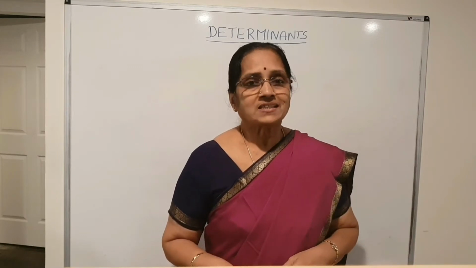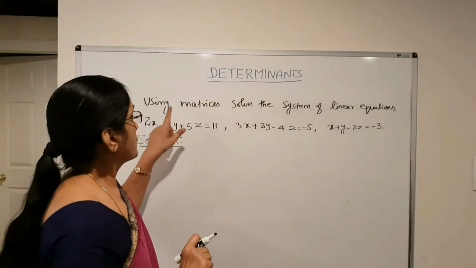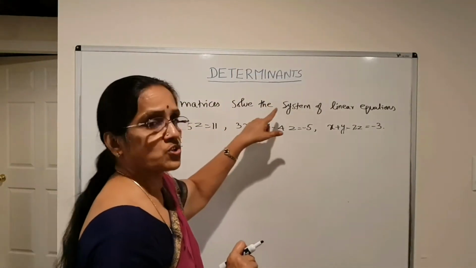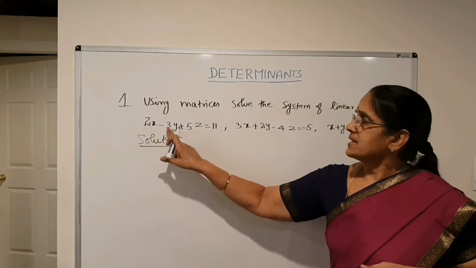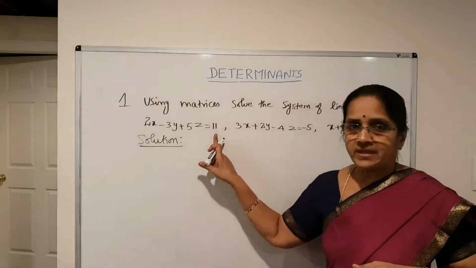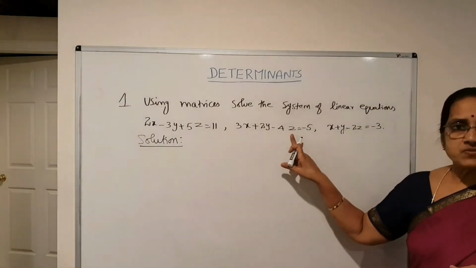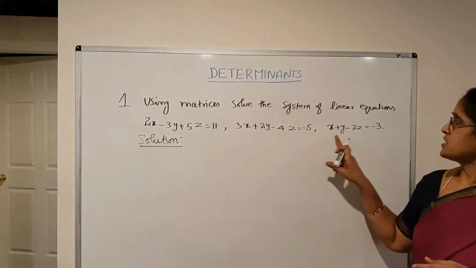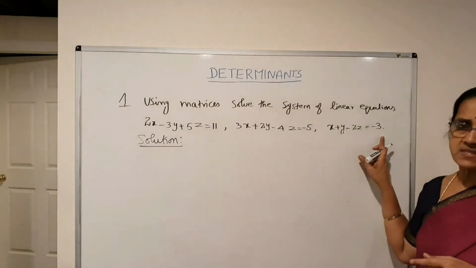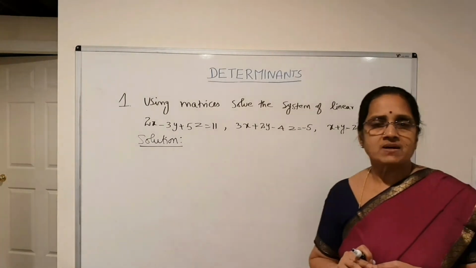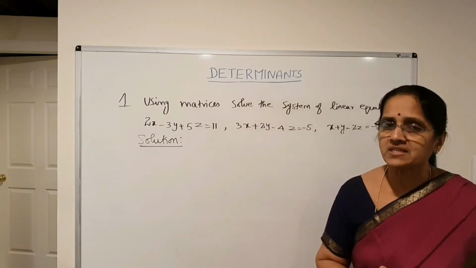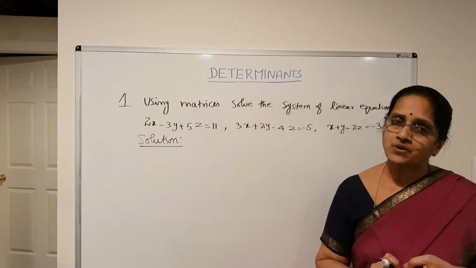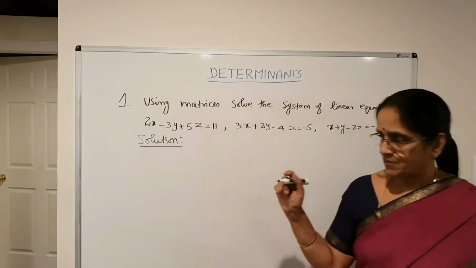Here we go. The first question goes like this. Here, using matrices, we need to solve the system of equations 2x minus 3y plus 5z equal to 11, 3x plus 2y minus 4z equal to minus 5, x plus y minus 2z equal to minus 3. This particular question was asked in 2009, 2012, 2017 and 2018 board examination. Let me do the sum now.